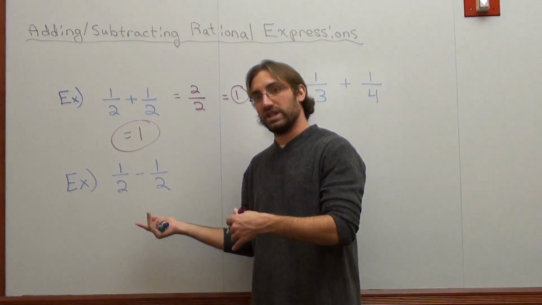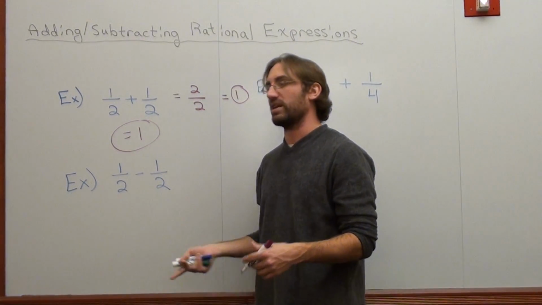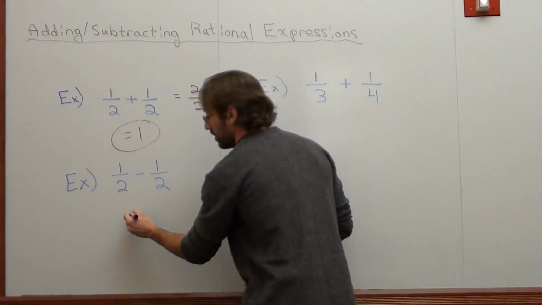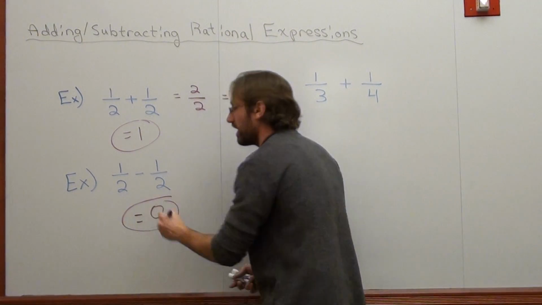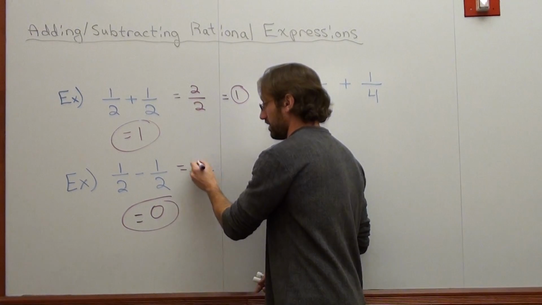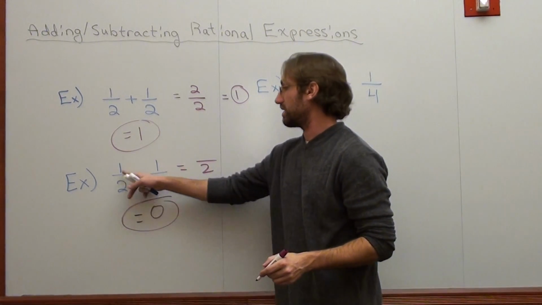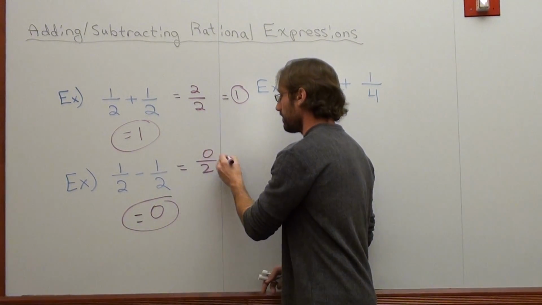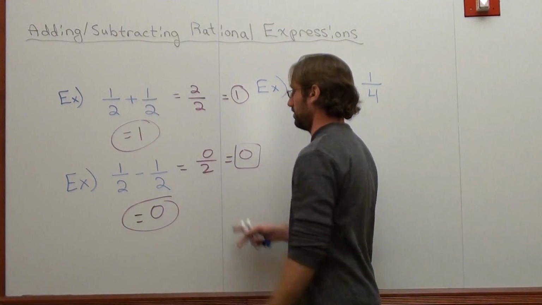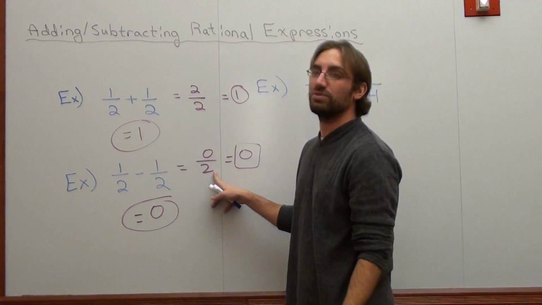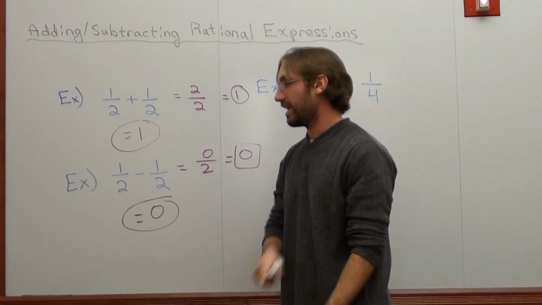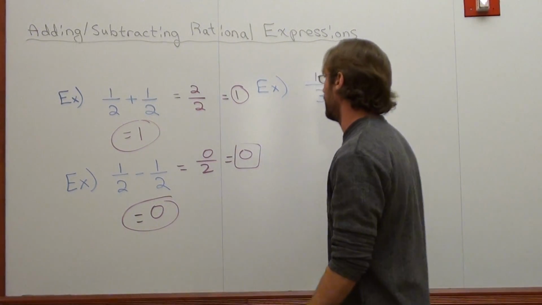On the other side of the coin, half a Snickers bar subtracted by half a Snickers bar is no Snickers bars, and you get that by keeping the denominator the same, but subtracting the numerators. And 0 over 2, there's 0 pieces of food for 2 people. How much is each person going to get? Nothing. That's how it goes.